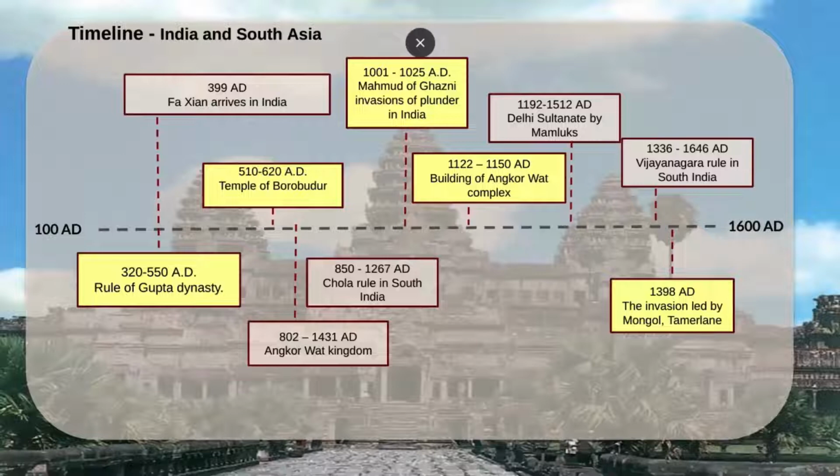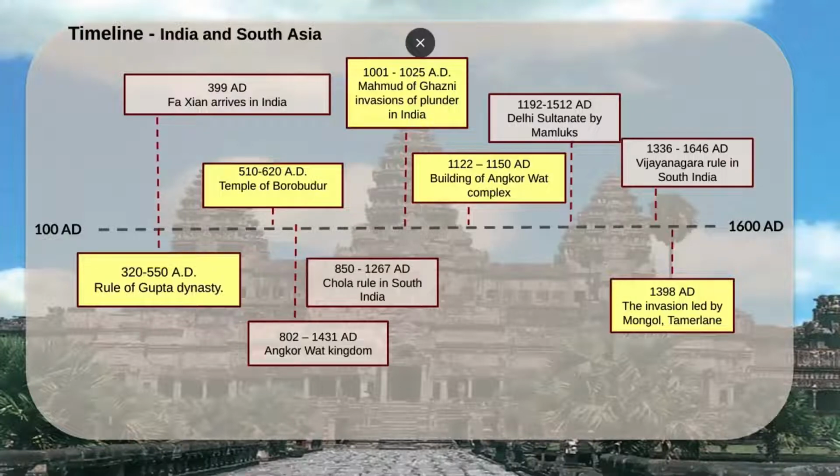510 to 620 AD. The Temple of Borobudur is the largest Buddhist temple in the world. It shows the reach of Buddhism in the region. 1001 to 1025 AD. Mahmud of Ghazni repeatedly invaded India to loot and plunder. 1122 to 1150 AD. Angkor Wat was built over a period of 28 years, over which the kingdom showed advancements in technology and political governance.